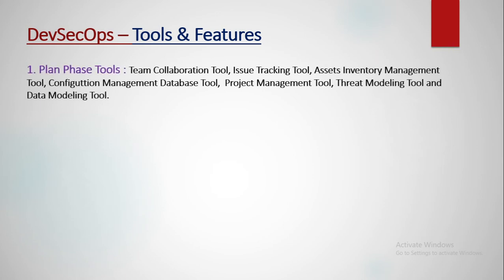Here I list a few DevSecOps tools according to every stage of the software development life cycle. In the planning phase, we can use team collaboration tools, issue tracking tools, asset inventory management tools, and data modeling tools. Also, by using these tools we can get a few benefits, such as identifying and mitigating issues earlier, increasing team efficiency, and minimizing cost.